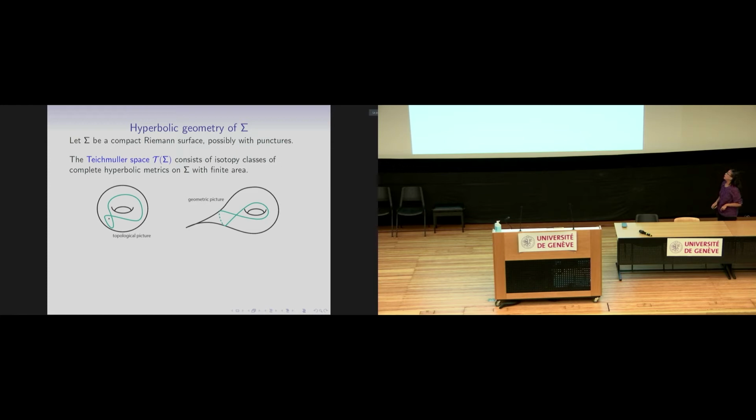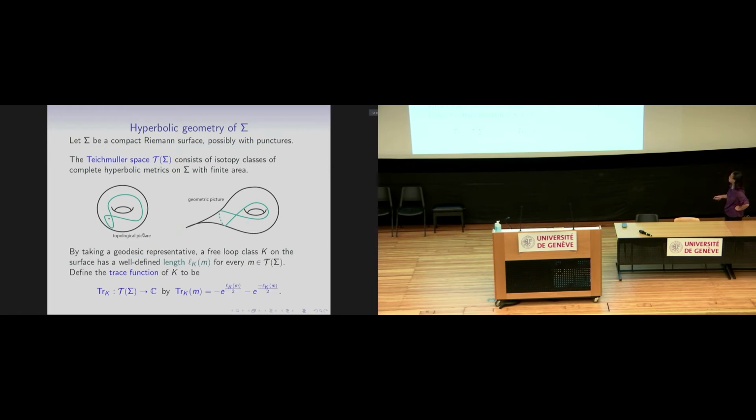Okay, so now instead of thinking about the topological picture, I'm going to think about it in a geometric way, right? So suppose I have a surface, and it has a complete hyperbolic metric on it. So now I'm going to look at all the possible metrics, and this forms the Teichmüller space. And once you have a metric, you can talk about how long things are, right? There's a sense of length. And so if I have a curve in the geometric picture and a metric, then I have a well-defined length for that curve. Now, you can create functions this way on the Teichmüller space.